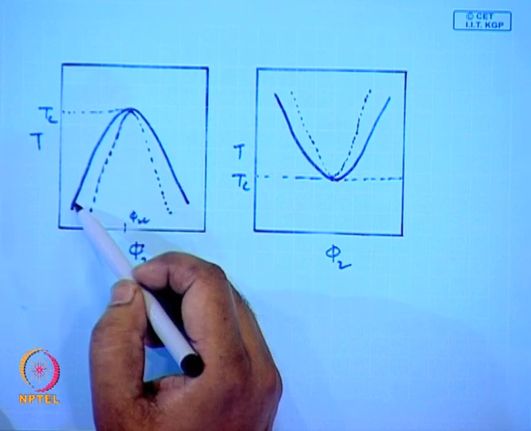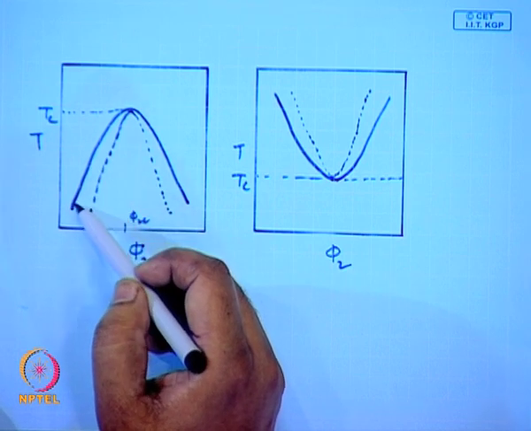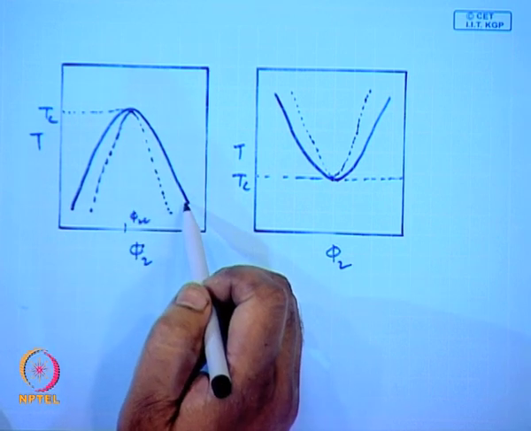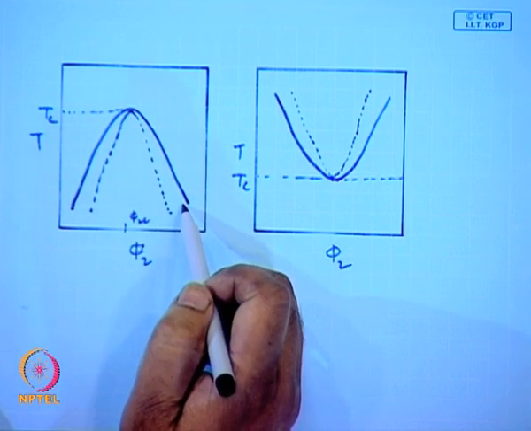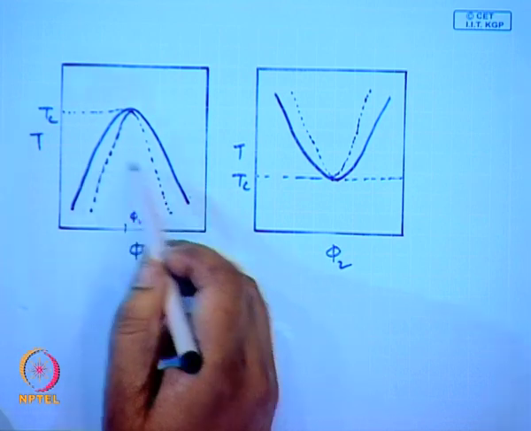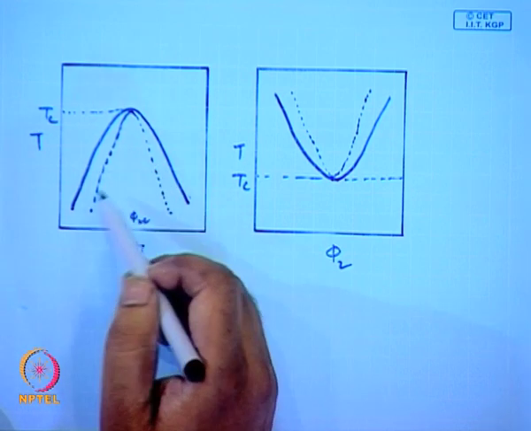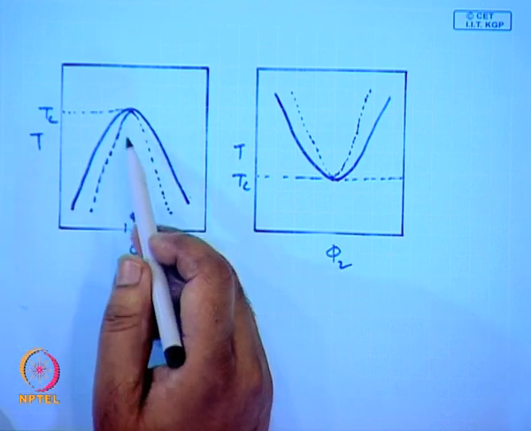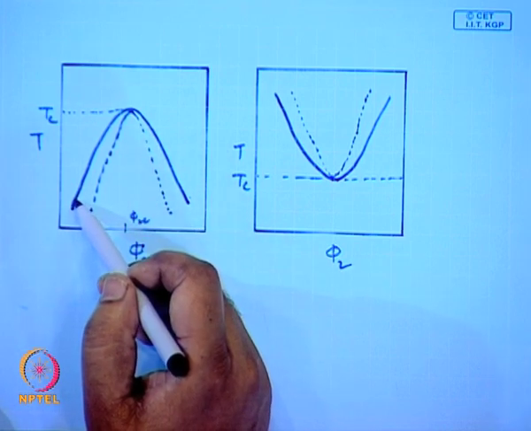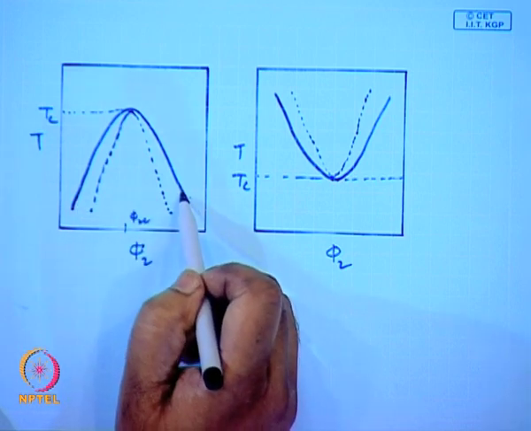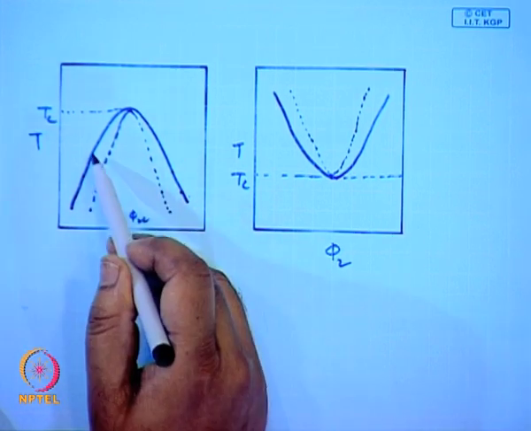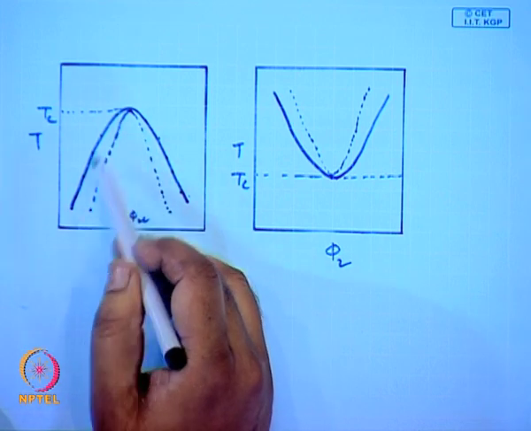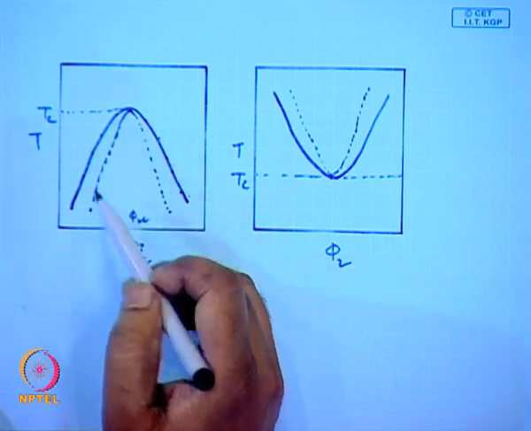These are the locus of the binodal points, okay, at different temperature. At different temperature you have different binodal points. So, at one temperature you have this, at another temperature you have this, like this, and at one point they will merge.